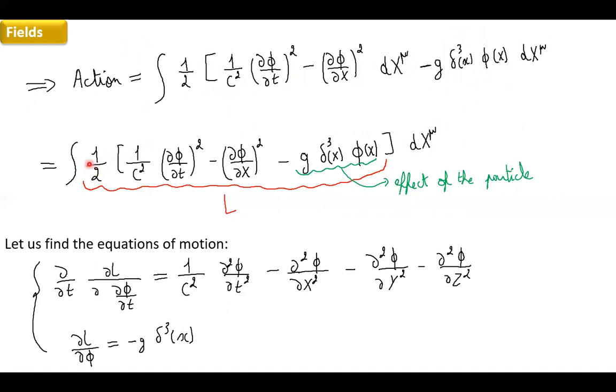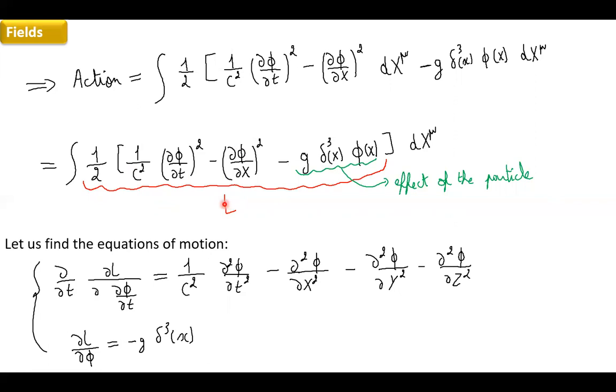You have this quantity that is 1/2 times 1 over c squared del phi over del t squared minus del phi over del x squared, minus g delta 3 of x phi of x. This quantity inside the integral is the total Lagrangian. And this part, minus g delta 3 of x phi of x, is the part of the Lagrangian that corresponds to the effect of the particle on the field. So it is the contribution of the particle to the total Lagrangian and consequently to the total action, which is the integral. Okay, so now we have our Lagrangian.